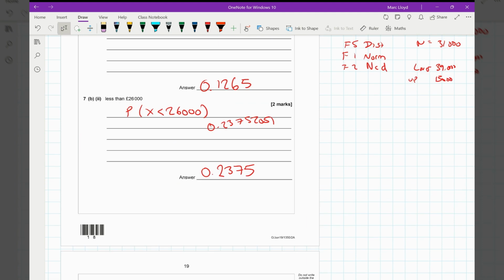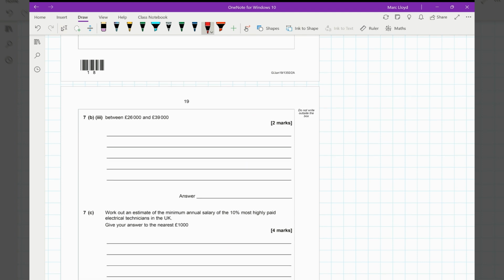Okay, for part B, between 26 and 39,000, you can do 1 minus these two, or alternatively, you can put it into the calculator with the lower being 26,000 and the upper being 39,000. And it gets you the same answer, which is 0.63592578. It might not actually be the exact answer because you've rounded, so you might have a slightly different one, but the mark scheme is happy to accept something in that region.